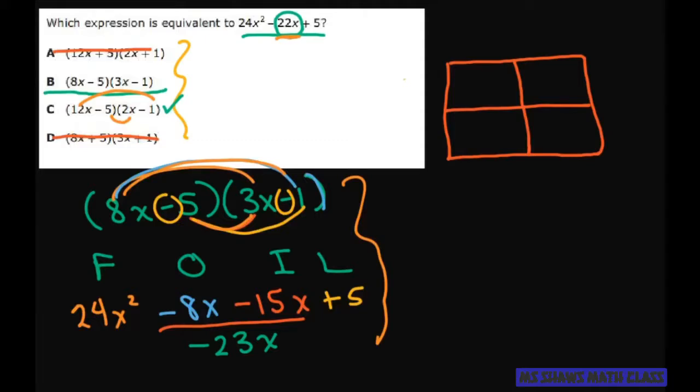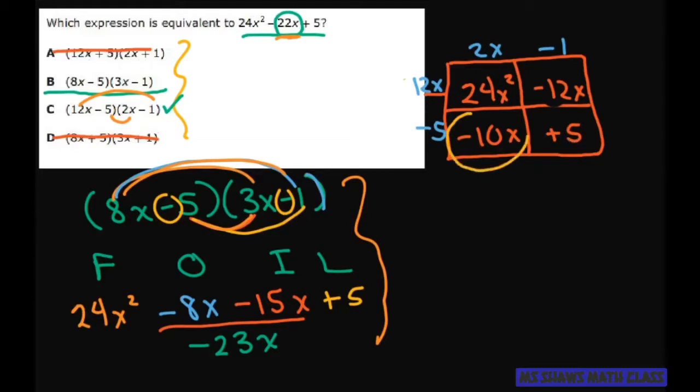And the box method would be you put the 12x here, negative 5, and then we're going to put the 2x, negative 1, and then multiply. So you multiply these two, get 24x squared, minus 12x. I always do that. Negative 12x, negative 10x, and plus 5. So when you add these diagonals up, you get negative 22x. So that is our answer, C.